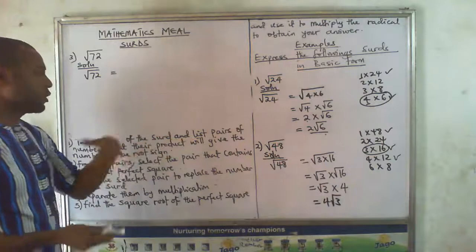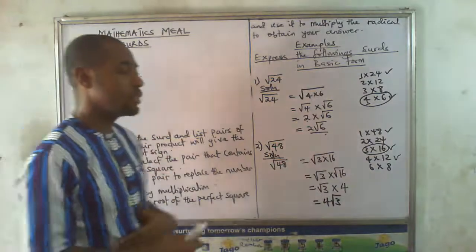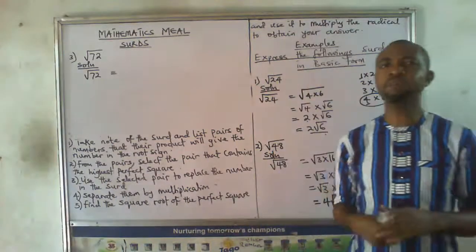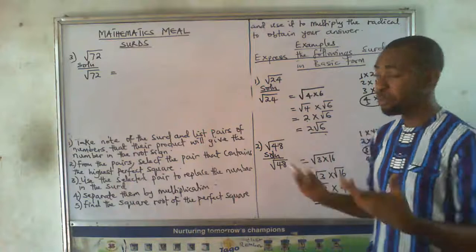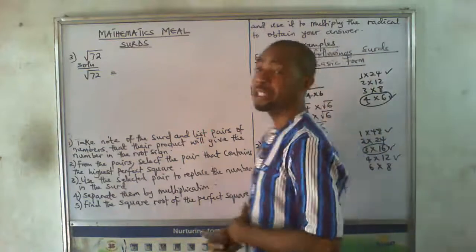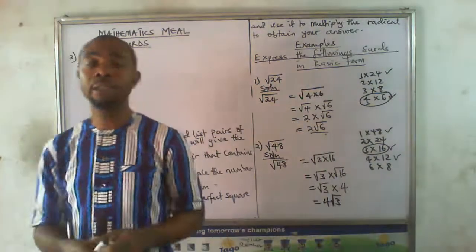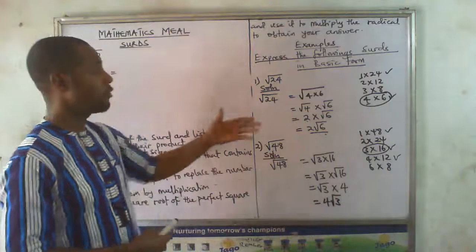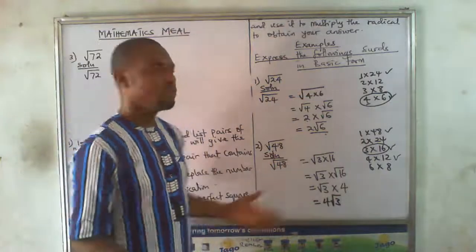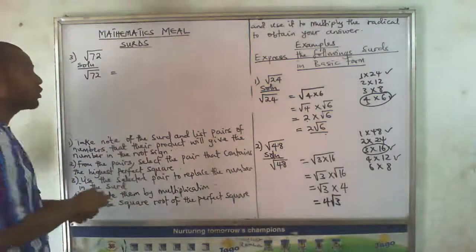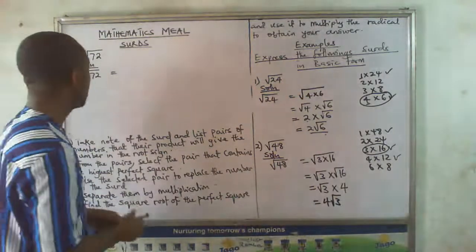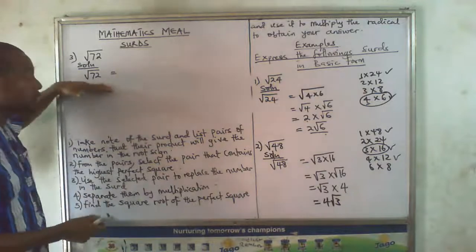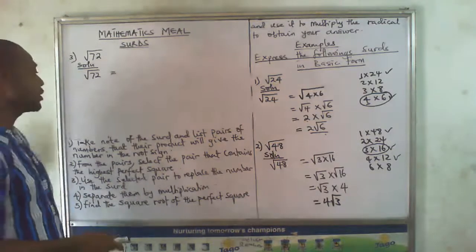Take note of the surd. I know you have taken note of this, you have written these steps down, and they have become part of you. They need to become part of you, so that anytime you see a problem that requires you to change a surd from non-basic form to basic form, you now know what to do, even without consulting your book. Take note of the surd. We have taken note of that surd, square root of 72.